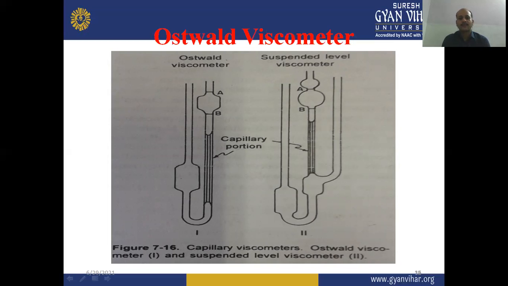There are two types of capillary viscometers. One is the Ostwald viscometer and the second one is the suspended level viscometer. The Ostwald viscometer is widely used in pharmaceutical laboratories. You can see the diagram of this Ostwald viscometer, and because it has the capillary portion, it is also known as a capillary viscometer. And there are two points, A and B.